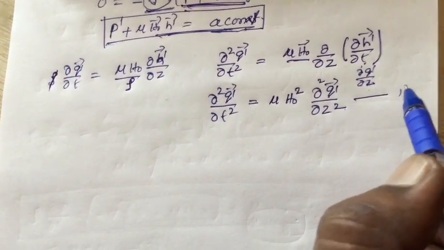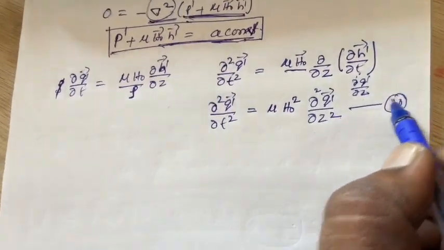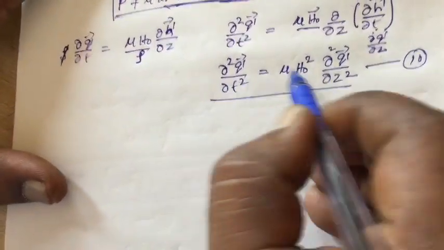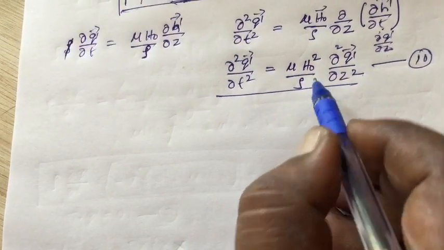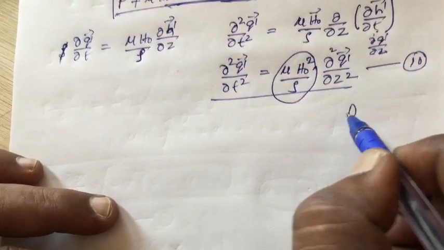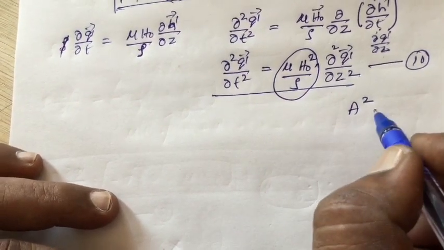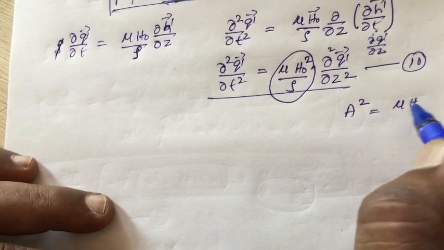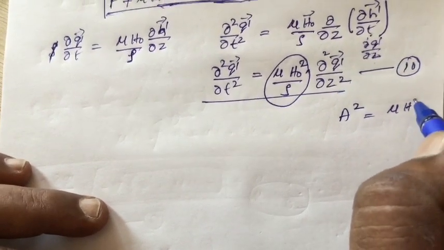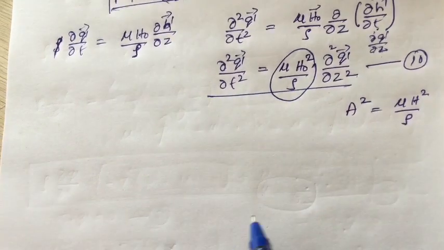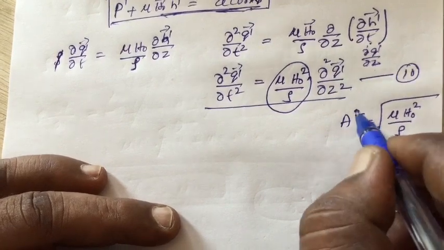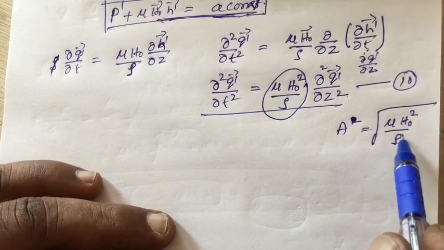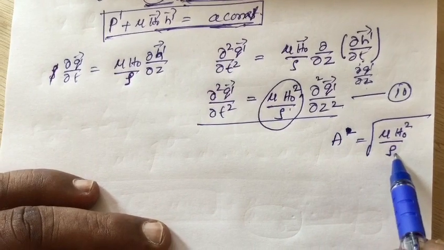Now call this equation number 10 in the continued equations. I forgot to write rho here also, right. Now I am going to substitute this term as some a square. I am going to take the notation a square is equal to mu H naught square divided by rho. A is equal to square root of mu H naught square divided by rho. Then a square must be equal to this term, because the square root of this I am going to take as a.